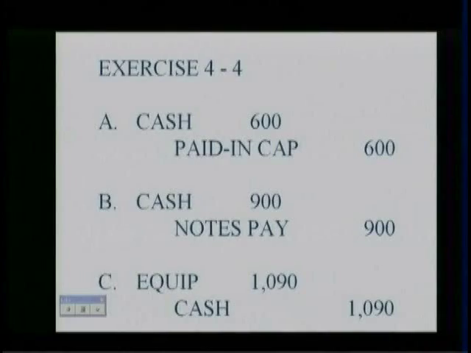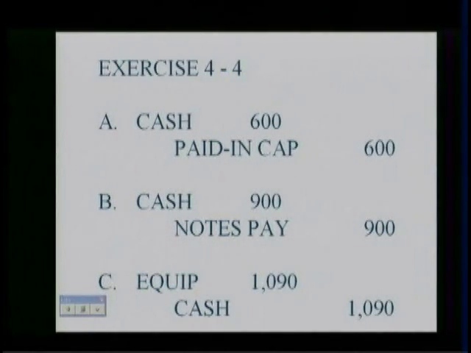For example, in letter A, the firm was organized and the owners invested cash of $600. If you look back, remember we said that cash went up $600 and our paid-in capital went up $600. Well, to translate that into a journal entry, if cash goes up, that's an asset. And assets are increased with a debit. So we list the debit first, and we make it flush with the left margin.